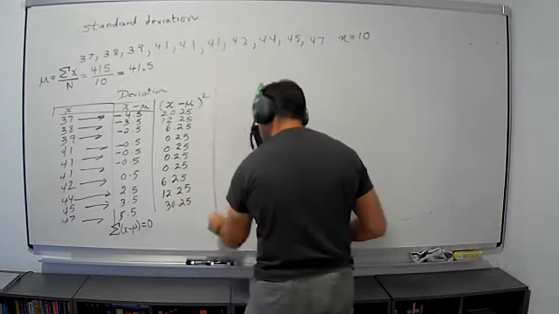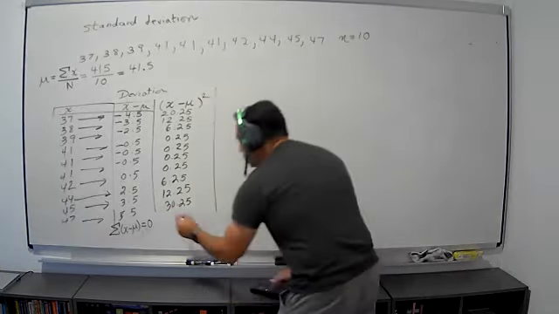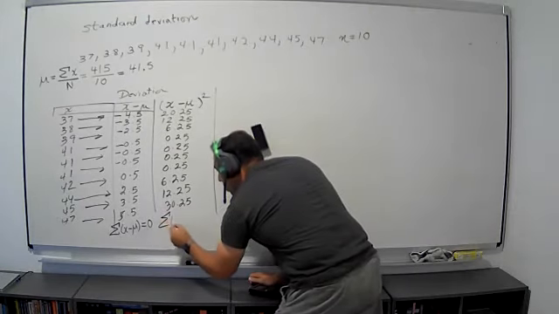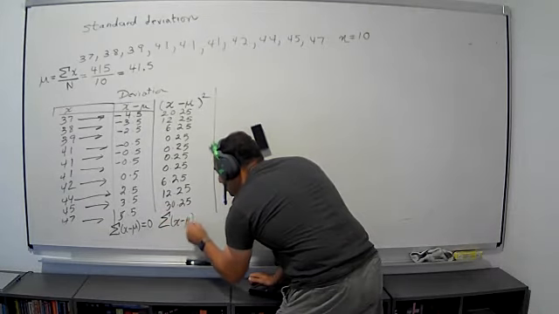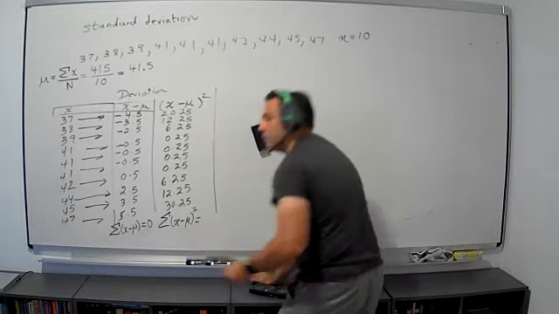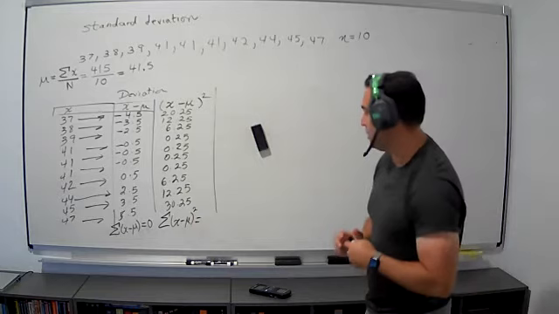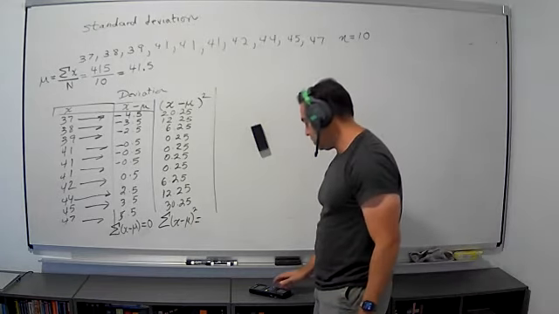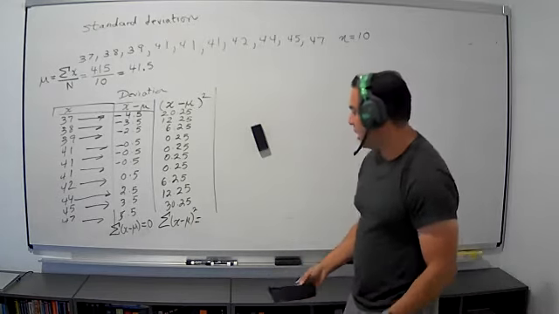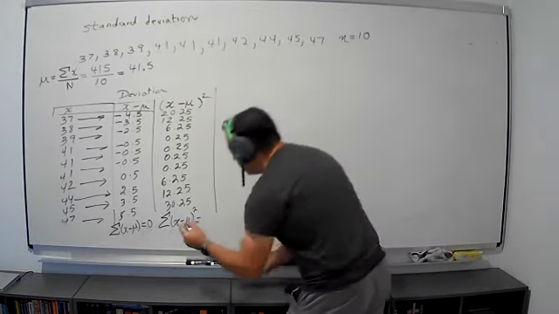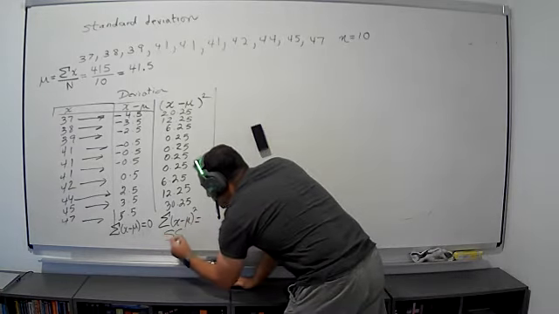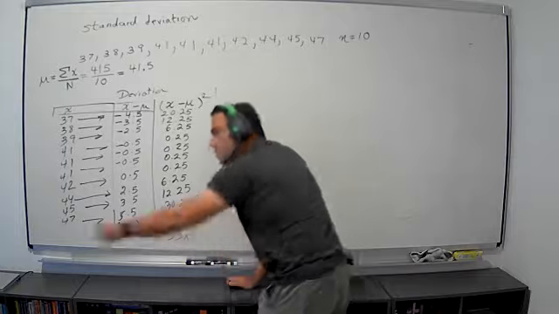Now you can add these numbers. That's the sum of your deviations squared, also sometimes referred to as your sum of squares. Sum of squares. I got 88.5.